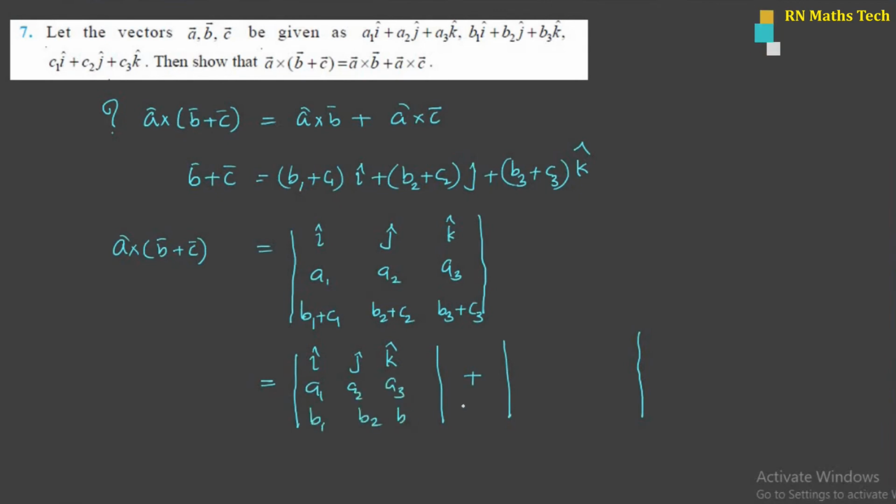B1, B2, B3. Here also ijk, here A1, A2, A3, C1, C2, C3. First determinant is A bar cross B bar, and the second one is A bar cross C bar. So A cross (B plus C) is A cross B plus A cross C.